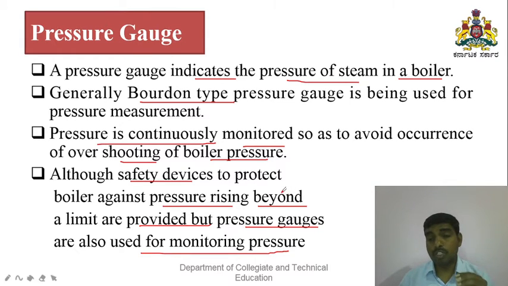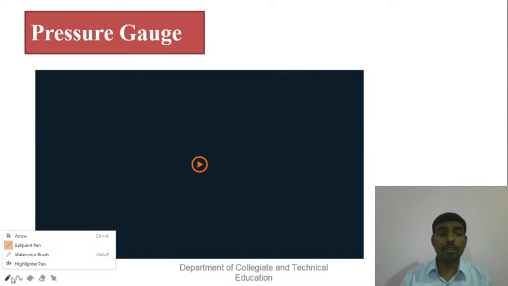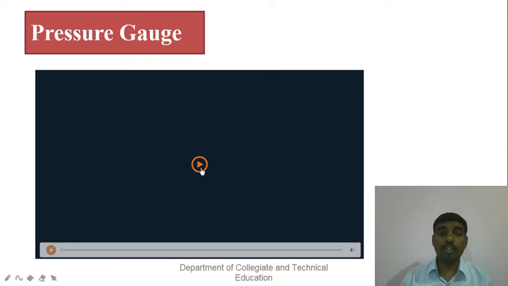So the pressure gauge is very important to check the pressure, as well as to monitor it constantly: how much pressure is there in the boiler, how much is dropping, or how much is increasing. All of these are monitored using the pressure gauge. So let's watch a video on how the Bourdon tube pressure gauge works.